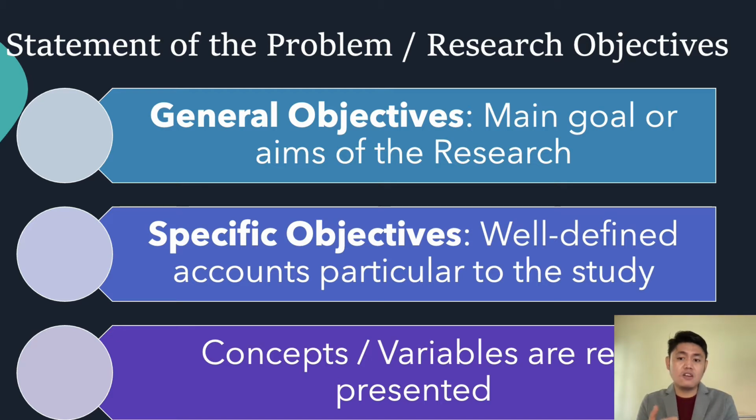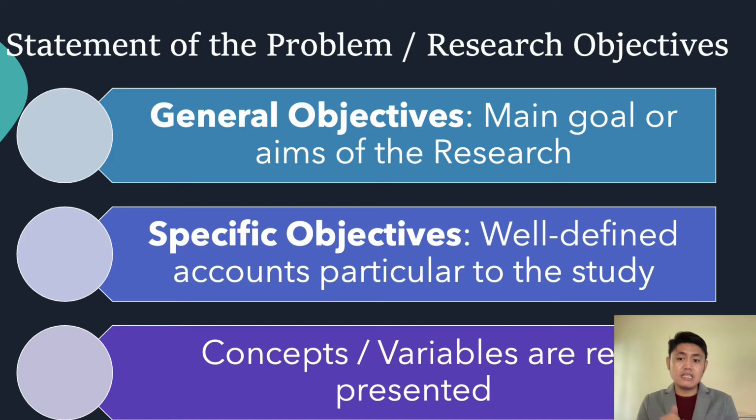And they are stated right after a well-defined problem on which they are based from and which they logically follow. So what I'm trying to say is that the general objective will tell the readers what your research paper is trying to address, or what questions your paper is trying to answer. Now, in the statement of the problem, we have two subparts: the general objective and the specific objective.